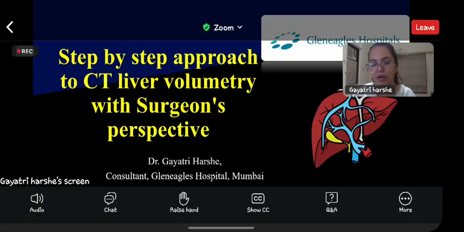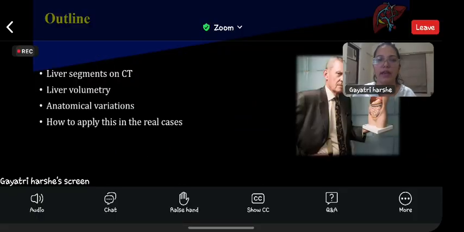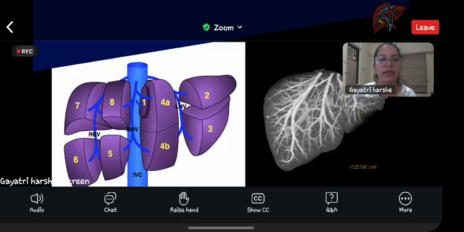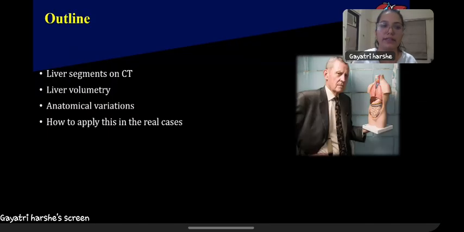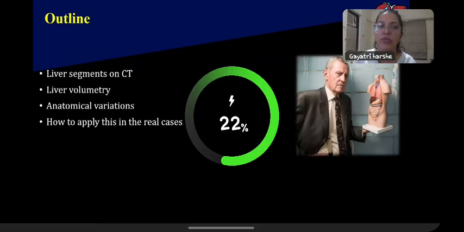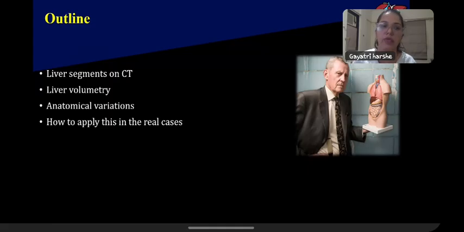Surgeon wants from the radiologist. My outline of the talk will be predominantly liver segments based on CT, how we can identify the liver segments, then how we do liver volumetry, how we annotate the liver, then a few anatomical variations, and how to apply this knowledge in real cases.